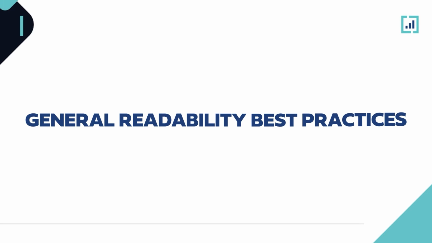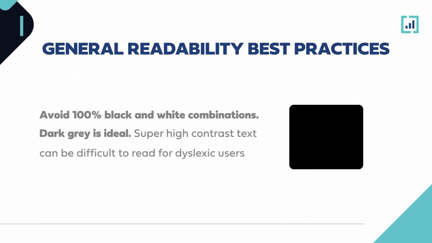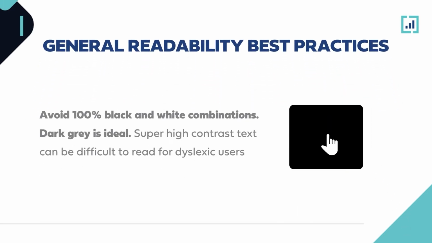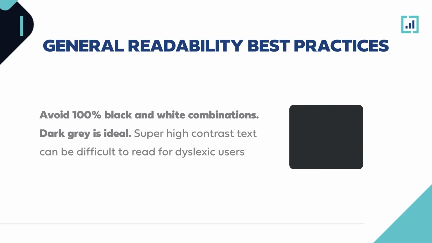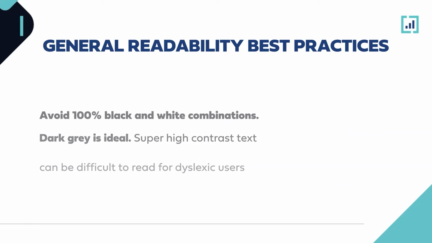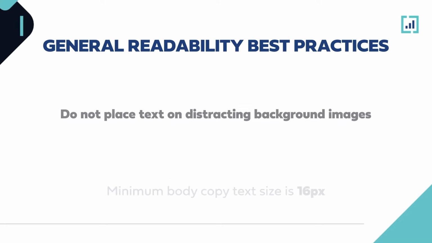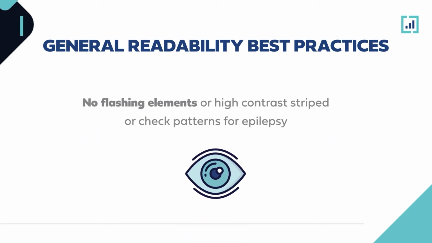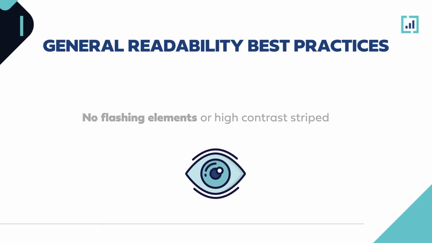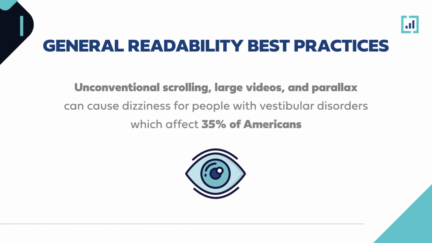Getting into some general readability best practices, avoid 100% black and white combinations. Dark gray is better. It helps with dyslexic users. Do not place text on distracting backgrounds. Minimum body copy size is 16 pixels. No flashing elements, which we don't usually do anyway, but anything that can trigger epilepsy is just terrible. So avoid those things. Unconventional scrolling, large videos and parallax can cause dizziness.